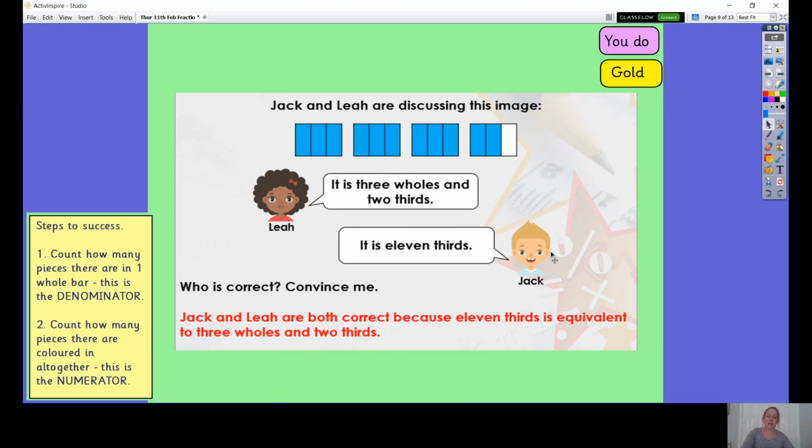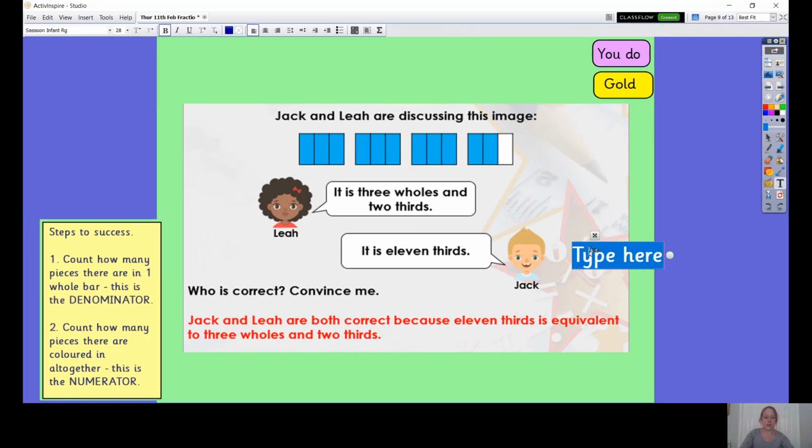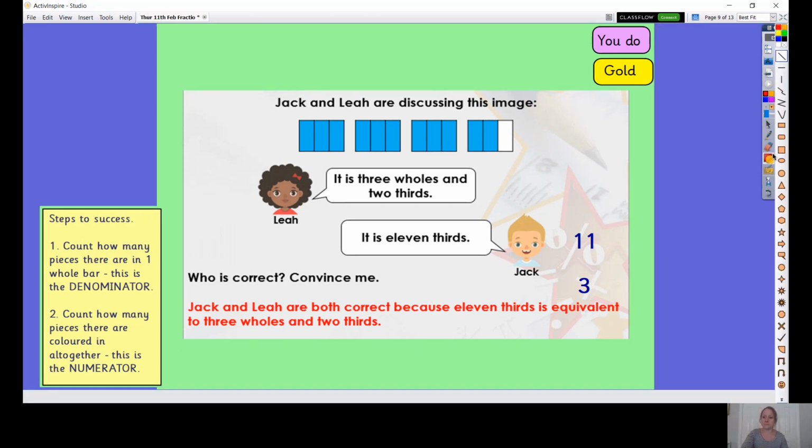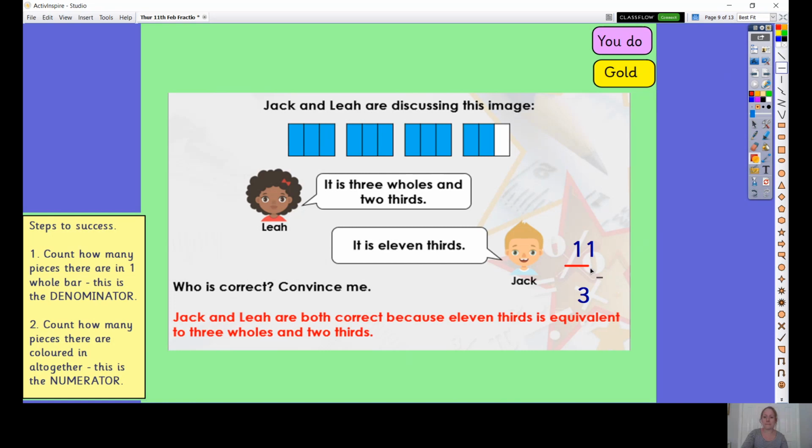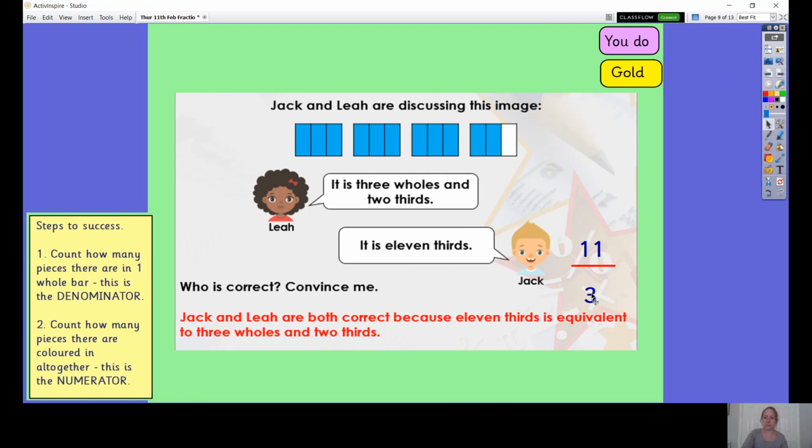Okay, when Jack does his, he's saying it's thirds, and there are thirds, because it's always in thirds, look, because each of the whole ones is divided into 3, so it is thirds. And let's count how many thirds there are that are coloured in all together. So 1, 2, 3, 4, 5, 6, 7, 8, 9, 10, 11. So if we write that out as a fraction here, there we go, 11/3. That's what that one would look like.